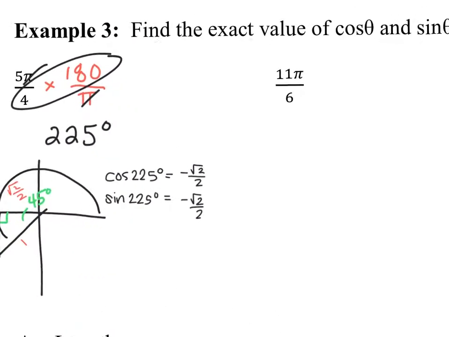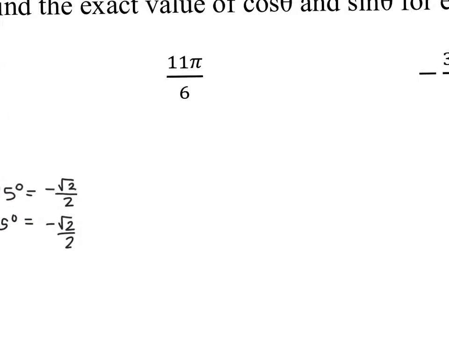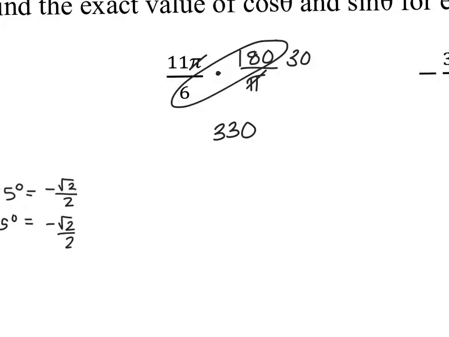So now I'm going to do 11 pi over 6. So first I'm going to convert it to degrees. Eventually I'm going to want you to know where 11 pi over 6 is, and I'll do a separate video on that. So I'm going to multiply this by 180 over pi. Pi's cancel out. 180 divided by 6 is 30. 30 times 11 is 330 degrees.